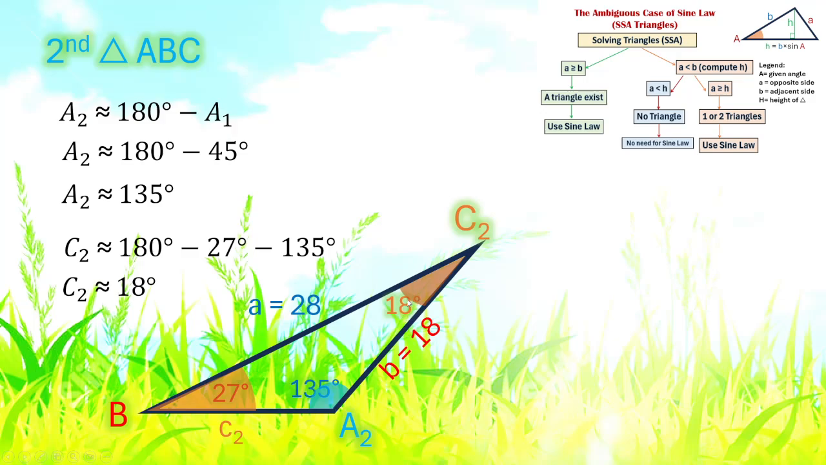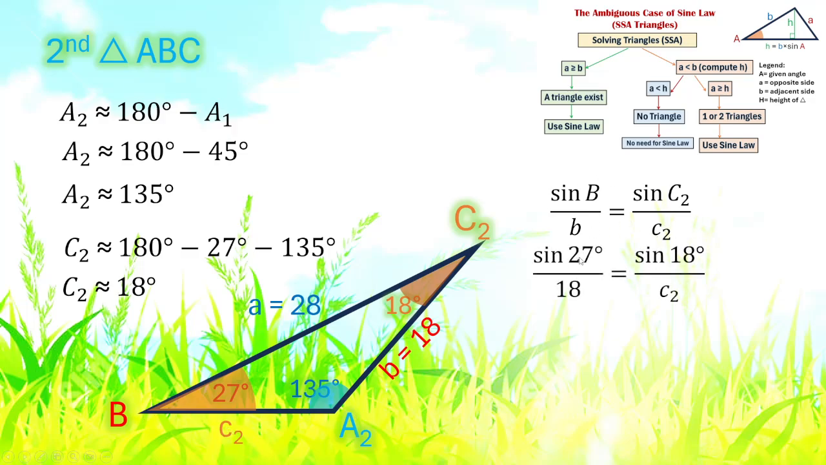So that means that the second triangle exists since this is solved. Sometimes when you solve the third one and you get zero or negative, that means there is no second triangle. We only have one triangle. Okay, so let's solve for the small c2, the side here. So we will use sine law, substitute, derive, and we get an approximate of 12.2.